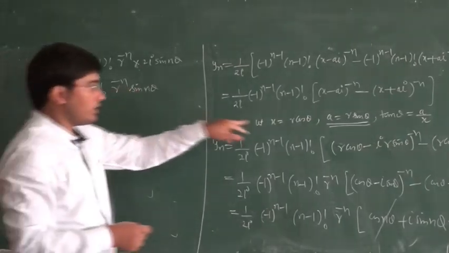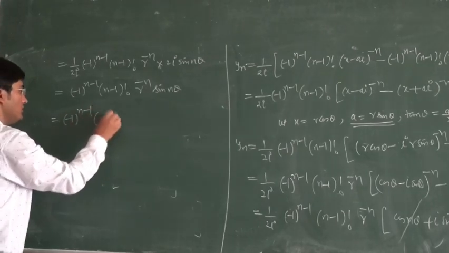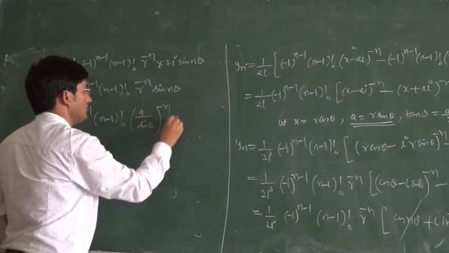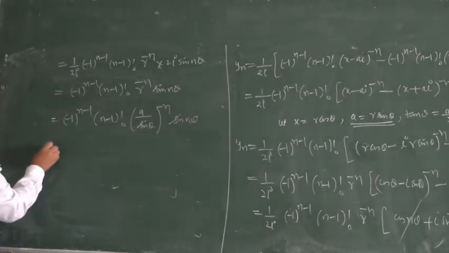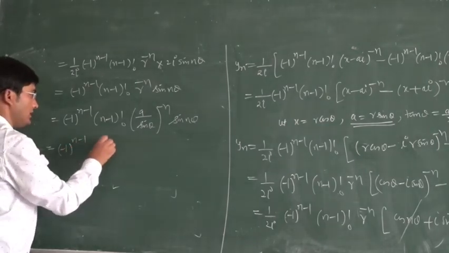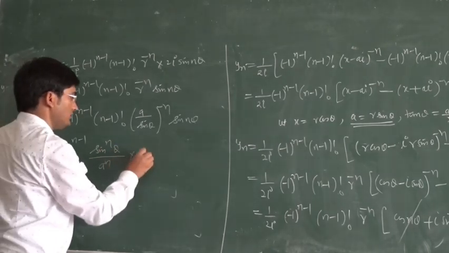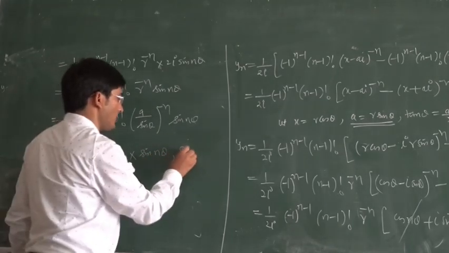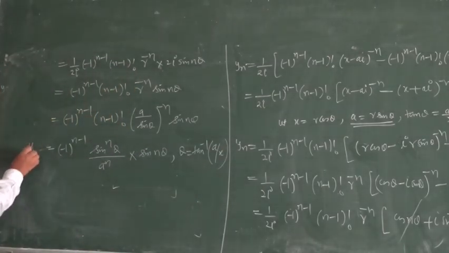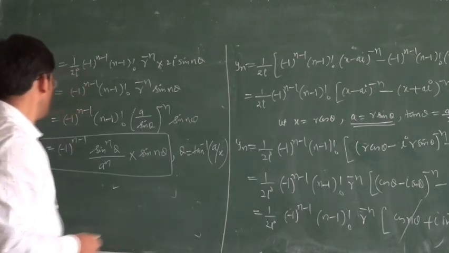So if you put r equal to a upon sin theta, then this is equal to minus 1 power n minus 1 factorial into (a upon sin theta) whole power minus n into sin n theta. So this is equal to minus 1 power n minus 1, sin power n theta upon a power n into sin n theta, where theta will be tan inverse a upon x. So this is your nth order derivative of tan inverse x upon a.